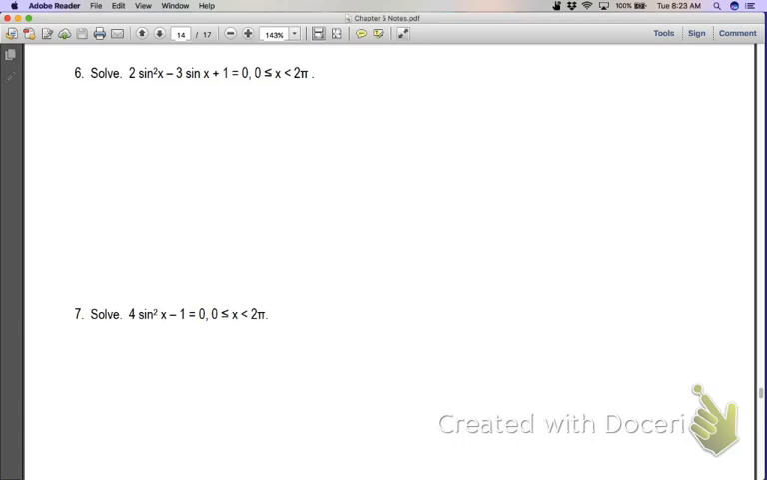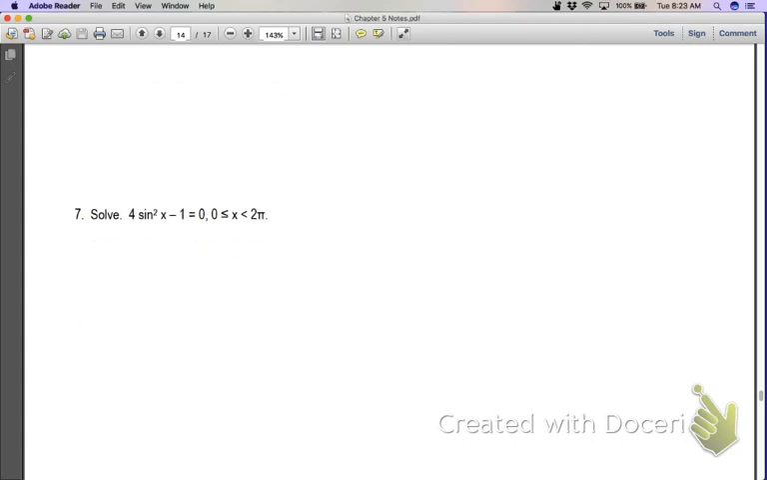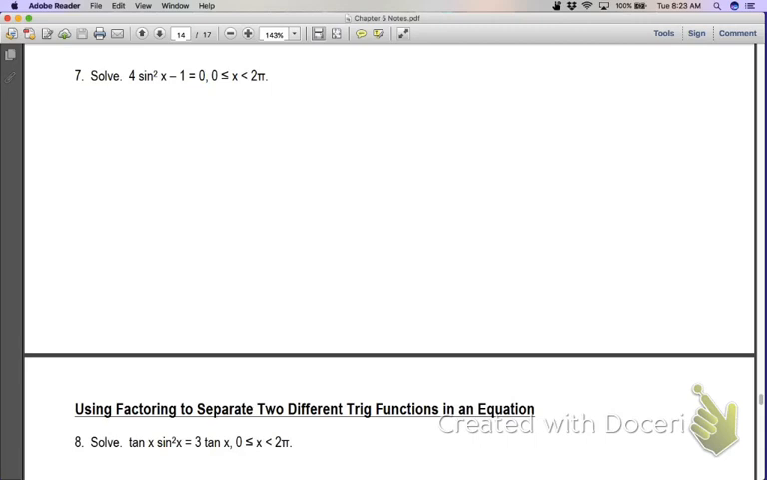6 is a lot like 5, so I'm going to go ahead and go on to 7. Where 7 is 4 sine squared minus 1 equal to 0. Again, we have to pay attention that we have a particular window that we've got to fit everything into. So then, this is one that you can either factor, or you could actually just solve it like normal. You could change sine squared of x, or really sine of x into u, if you wanted to. There are really two options.